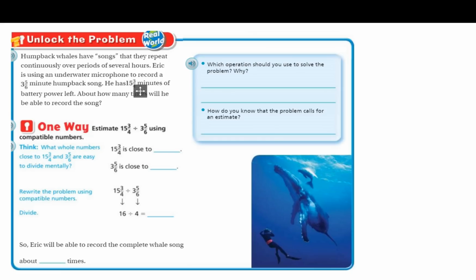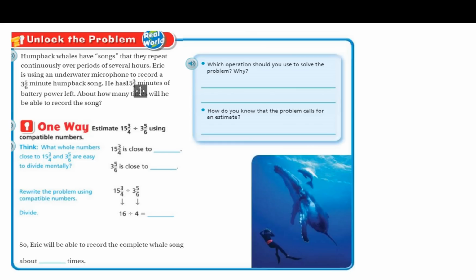Today we're going to be estimating quotients. So estimating means we're going to find a reasonable answer, and quotients means we're going to be finding the answer to division problems. So let's get right to it. Humpback whales have songs that they repeat continuously over periods of several hours. Okay, no mathematical information there.